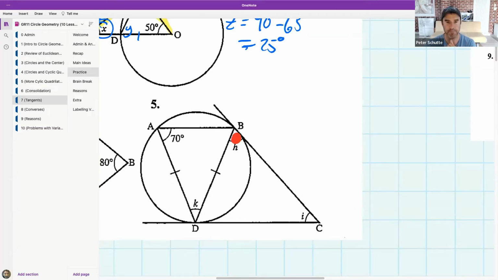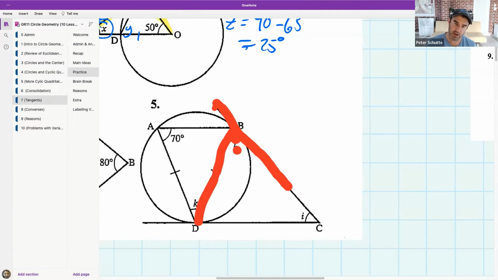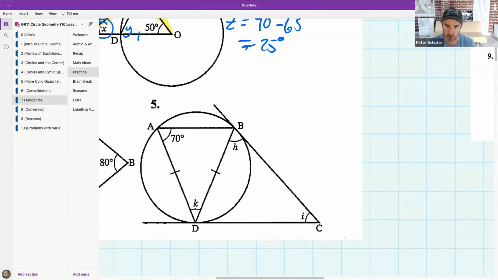Okay, yes, Taylor is indeed going to be 70. David, it's also going to be 70 because this tangent and this chord are going to make an angle, and they are going to be the same as this one over here. Sometimes this is called the windsurfer theorem because it looks a bit like a windsurfer. And so you're quite correct that that is 70 degrees. So H is equal to 70.